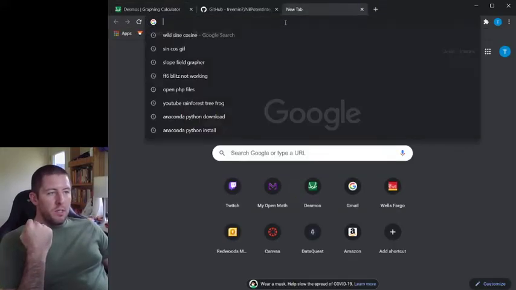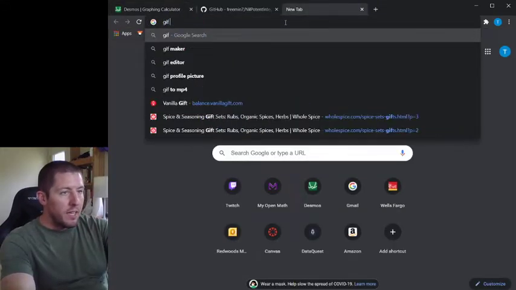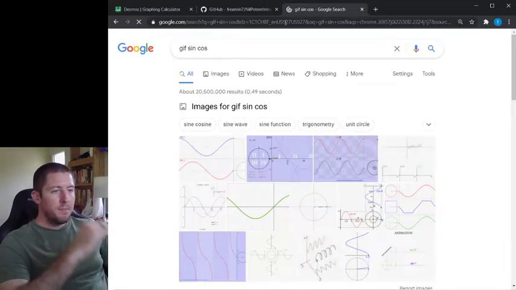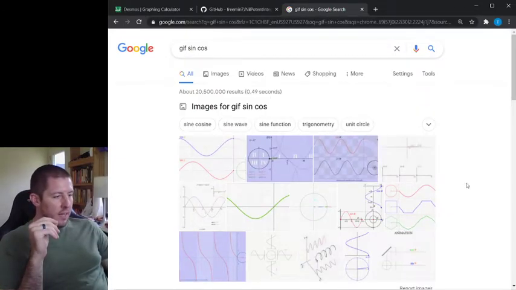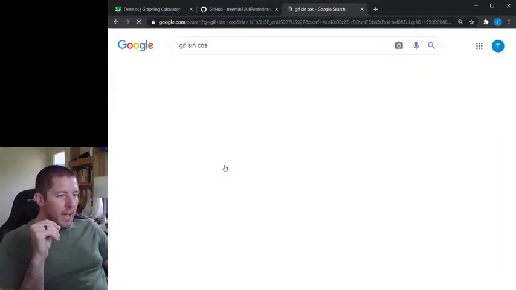The other thing I think is really useful for us to do right here, like I just said, is look for the GIF of sine and cosine right here. And if we do this, I think there's two good visualizations that I kind of like to see here. One of them I think that's nice is this guy that's right here.